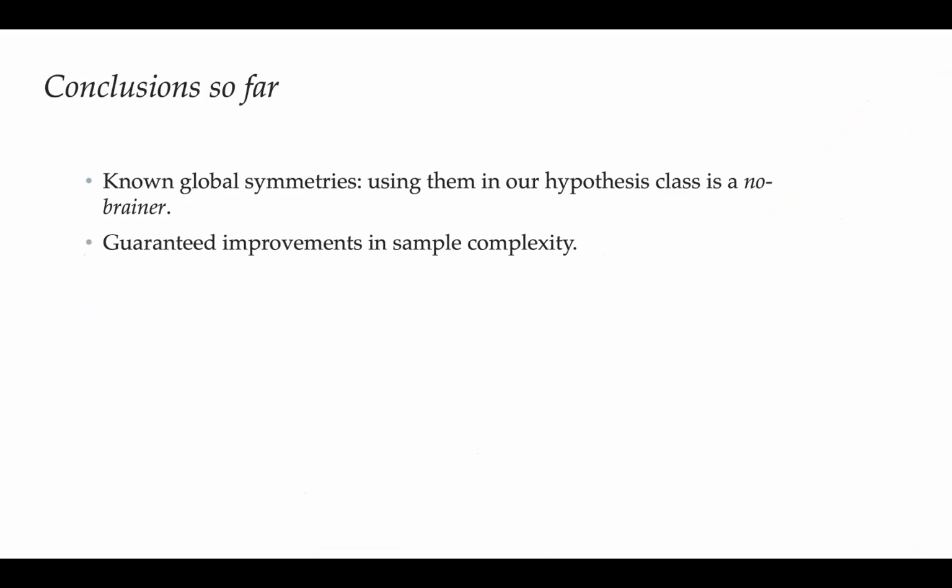So far, what we have seen is that the global symmetries are known. Of course, using these global symmetries should be a no-brainer, right? Because why wouldn't you use them? They are going to give you better statistical error without any loss in approximation.